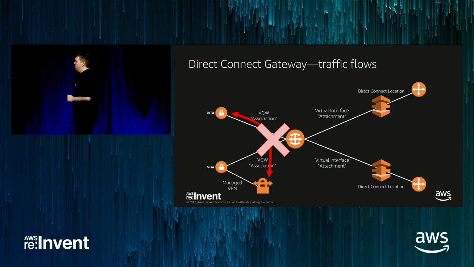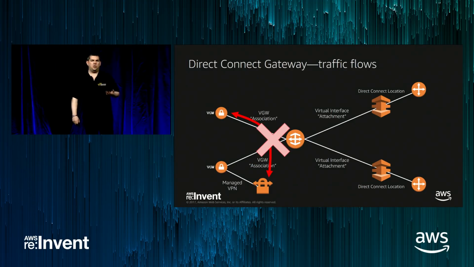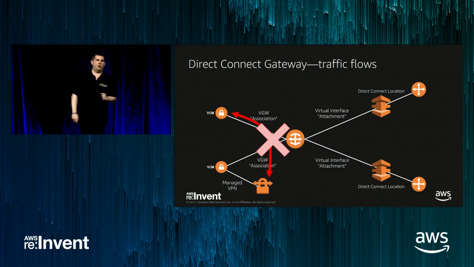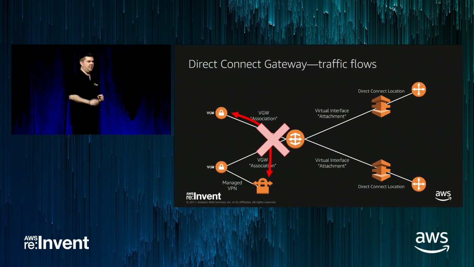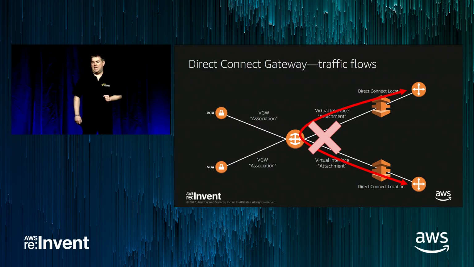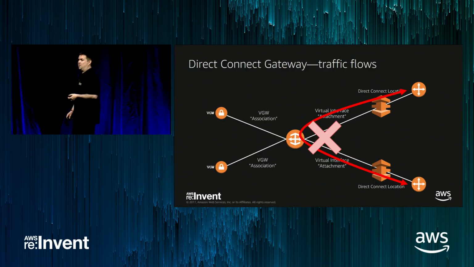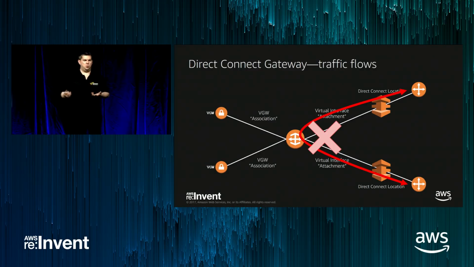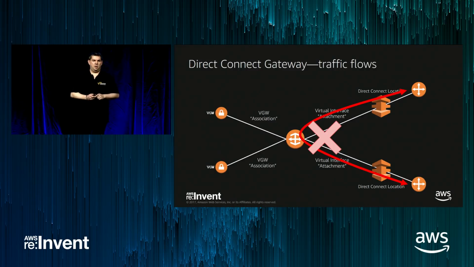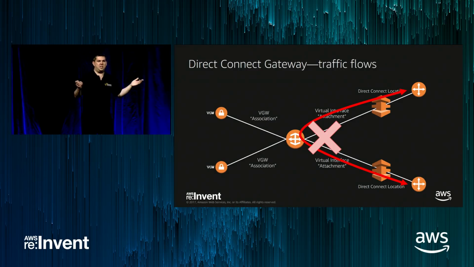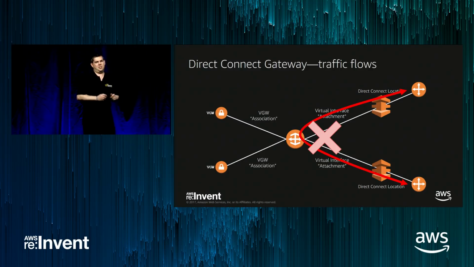If you've also got a VPN connection that is associated with one of those virtual private gateways, Direct Connect Gateway does not allow you to route to that either. And equally, on the other side of the diagram, you can't use Direct Connect Gateway in the same way that you can use CloudHub. So it doesn't allow you to route traffic between two of your locations. So traffic flowing effectively from east to west across that diagram, that is the defined traffic flow for a Direct Connect Gateway.